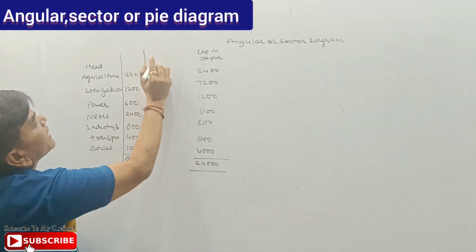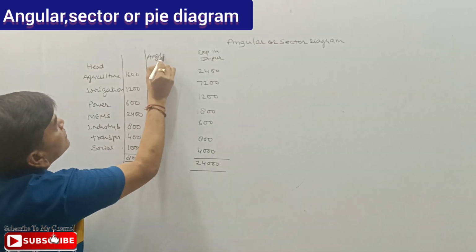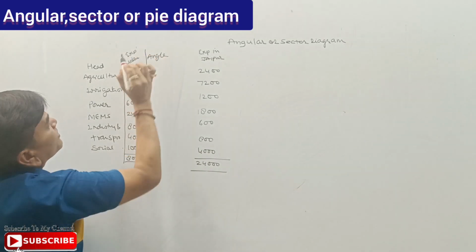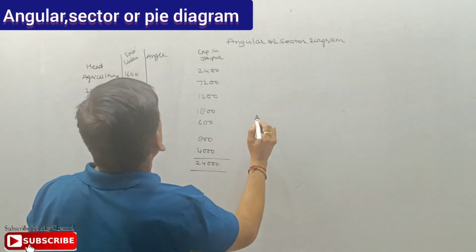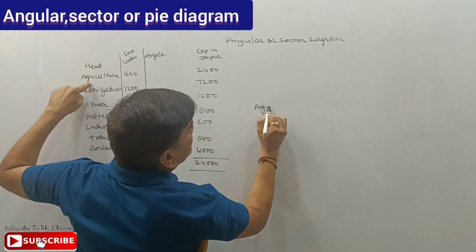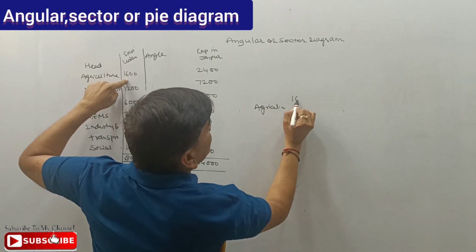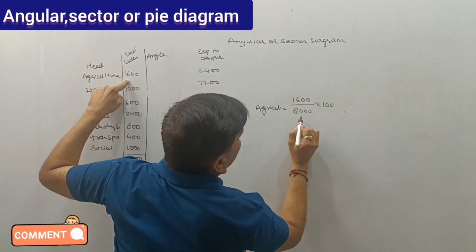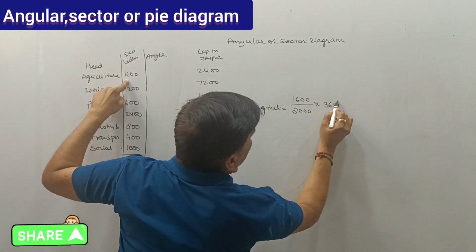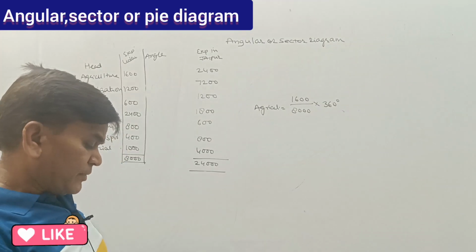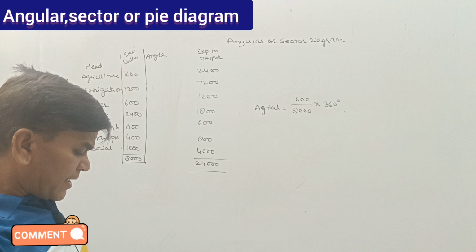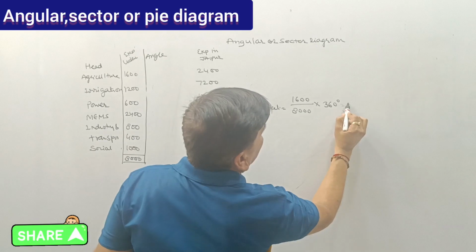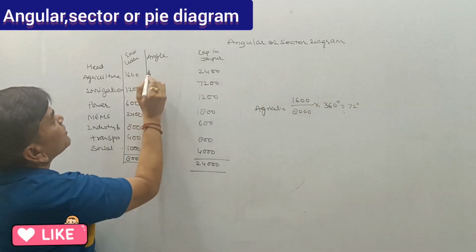So for getting the angle, the head is expenditure in Udaipur. First we take agriculture, that is 1600, total expenditure 8000 crore rupees, multiplied by 360 degrees. So the first angle will be 1600 divided by 8000 multiplied by 360 degrees, which is 72 degrees.